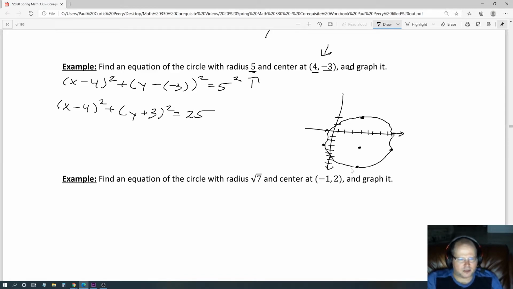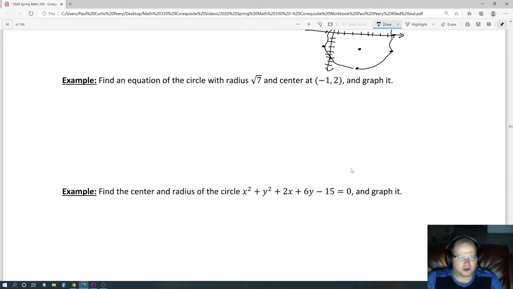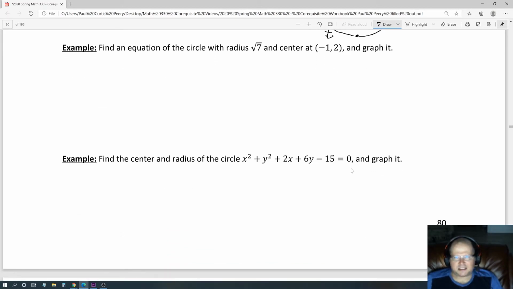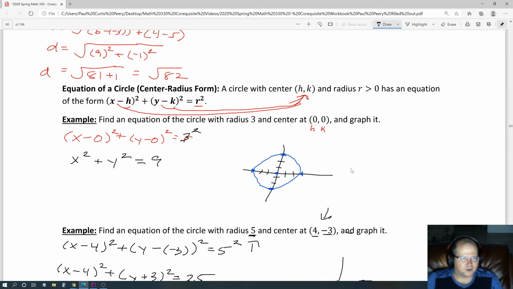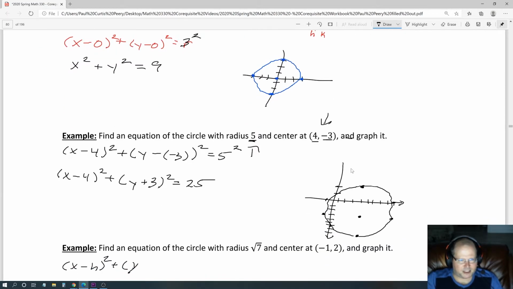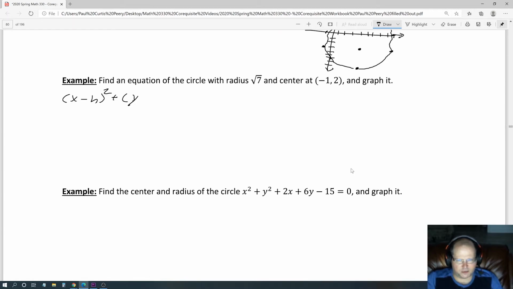Okay? Let's try another one. So we want to find an equation of a circle with a radius of square root of 7 and a center of (-1, 2). Now, I didn't write the base equation for the previous one, and I probably should have. The original equation is (x minus h) squared plus (y minus k) squared equals r squared, and I have it written up here, so I didn't bother to write it again. I'm just plugging the information they gave me into that equation.